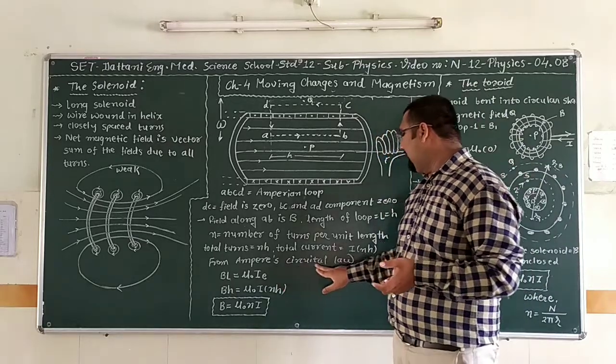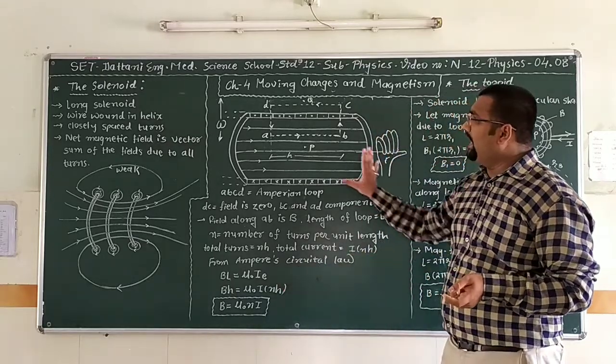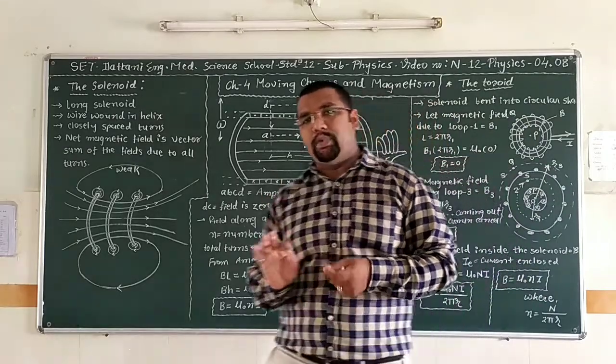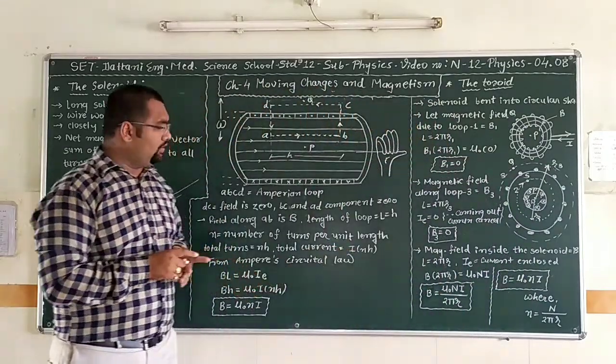Now we apply Ampere's circuital law: the closed integral of B dot dl equals mu 0 I.